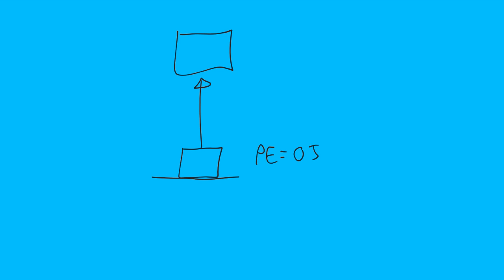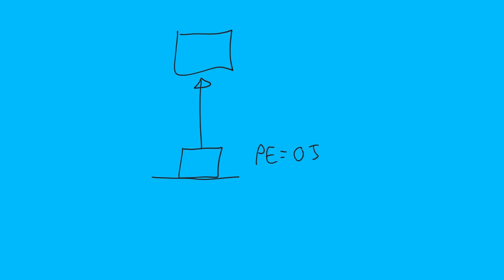So I think the best way to look at this is to start with our gravitational potential energy. So let's consider a box being raised. Okay, so we have a box, and it's going to go up to here. If we're considering gravitational potential energy, let's say that the box on the ground has no potential energy. The potential energy here is 0 joules. We're just going to set this as 0.